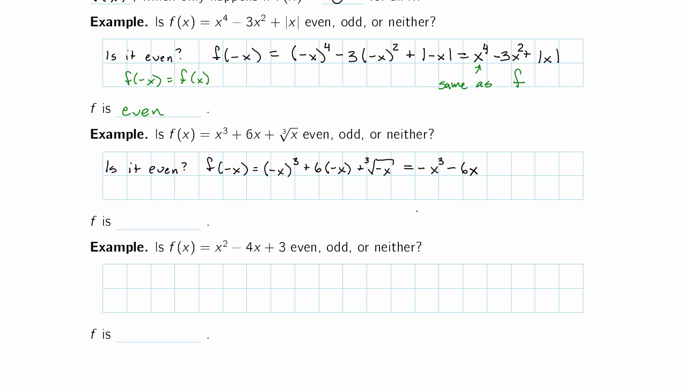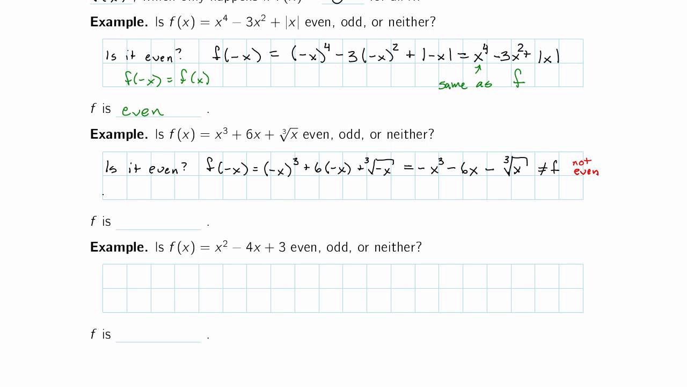And then the third root of negative x, just like the third power, if we take the third root of something negative, that's the opposite of the third root of the positive version. So that'll be negative third root of x. And the first thing we notice looking at that is that's not equal to f. So this function is not even.